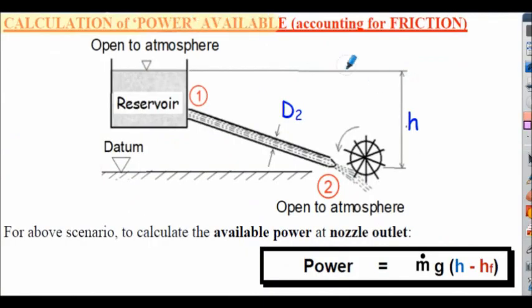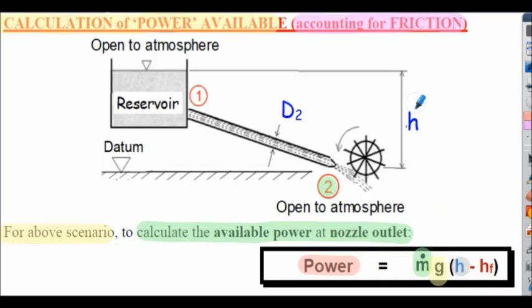Power available, this time accounting for friction effects. So for the above shown scenario, to calculate the available power at the nozzle outlet, position 2 here, the power is equal to the mass flow rate m dot multiplied by gravitational acceleration multiplied by, in brackets, h shown here, minus hf.